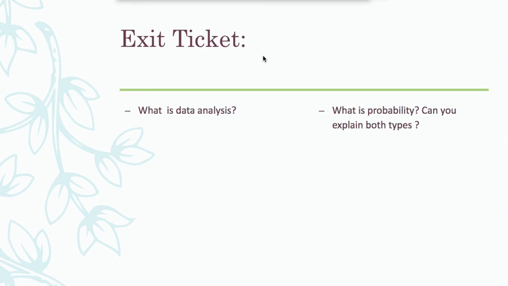Okay, and our exit ticket for this chapter, chapter 22. So think back to our section on data analysis, and I want you to write in your journal, what is data analysis? And then I want you to also write what is probability and explain both types. So again, write that in your journals, and that will be your exit ticket for this chapter.